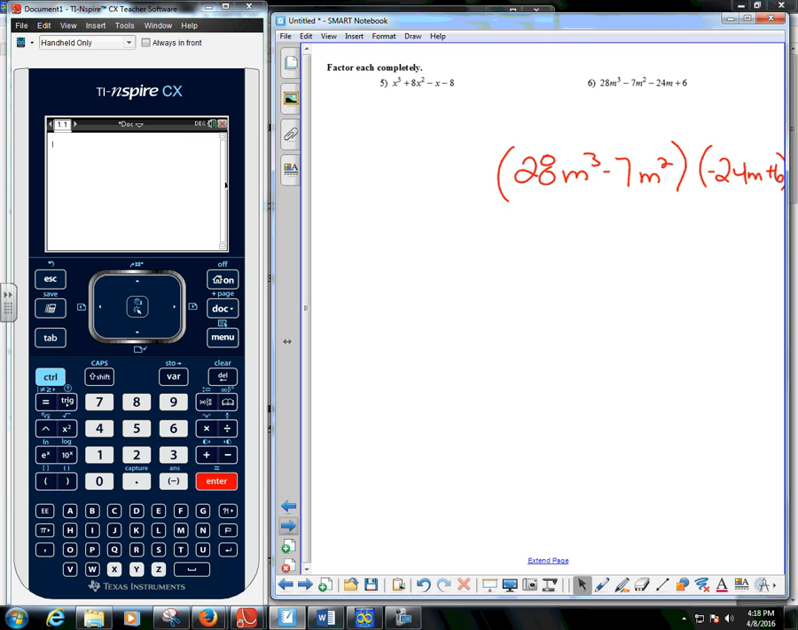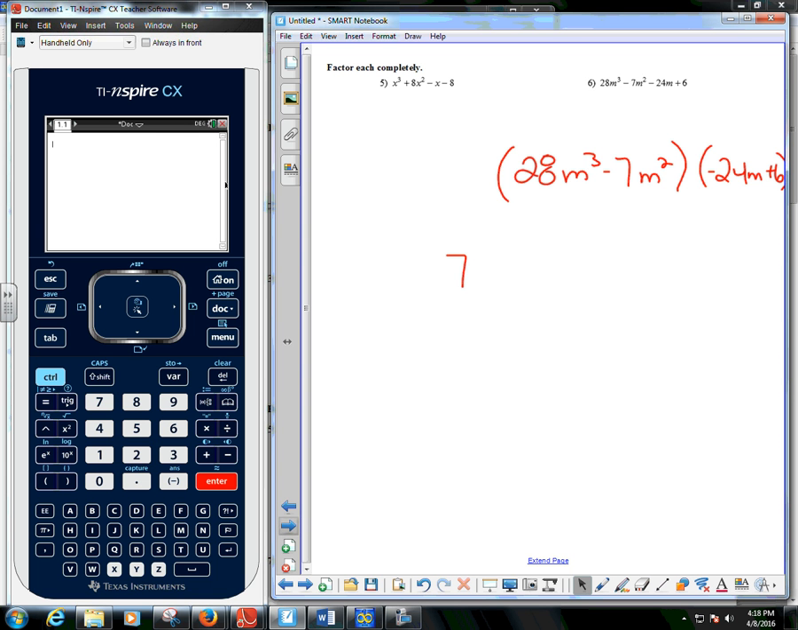And I think about the first set of parentheses, and I ask myself what the biggest factor for each of those 2 terms is. And I say, well, 28 divided by 7 works, and 7, all right, so my GCF for the first set of parentheses is 7 for the number, and what's the most number of m's I can take out?